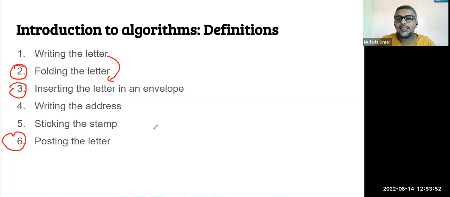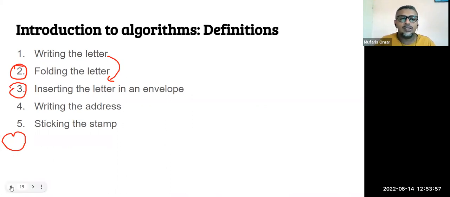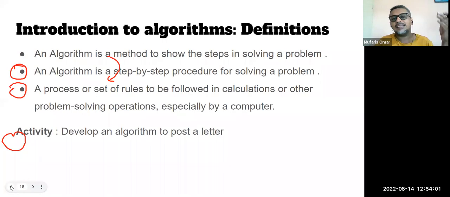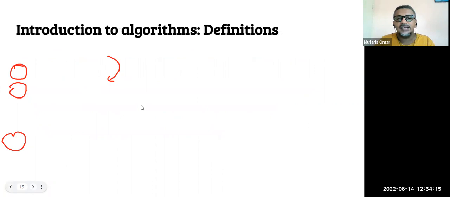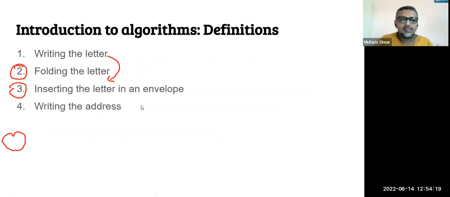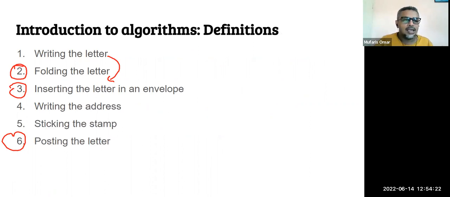No. So that is why we say, algorithm is what? Algorithm is a step-by-step procedure for solving a problem, right? So you explain a method to show the steps involved in solving a problem. So the steps are very important. Maybe in some places you can adjust, for example, here, you can change some places.